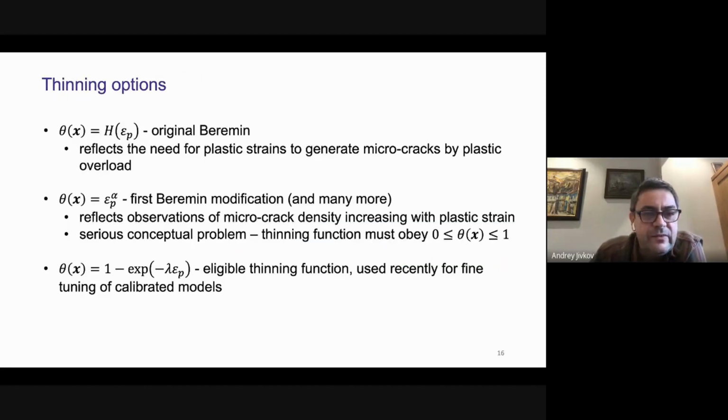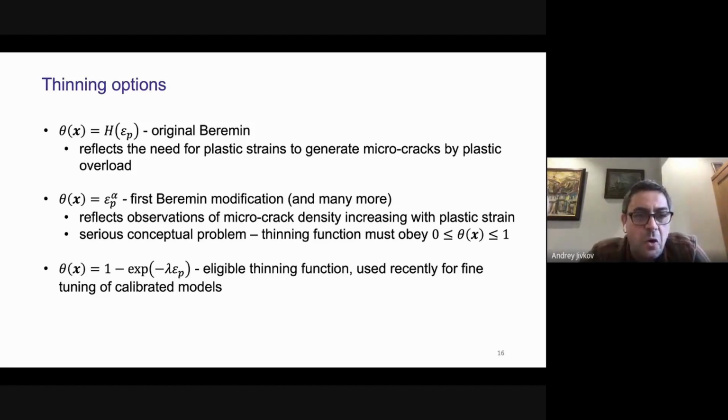So what are the thinning options that have been proposed so far? The original Berryman model's thinning function wasn't formulated this way, but it was just the Heaviside function of epsilon p, which means when epsilon p is larger than 0, the thinning function is 1. When epsilon p is 0, when there is no plastic strain, so when we are outside of the plastic zone, the thinning function is 0. And so that reflects the observations that plastic strains are required to generate microcracks.